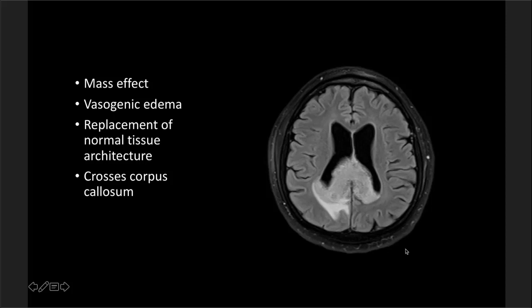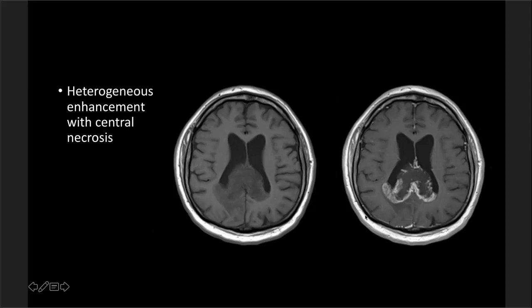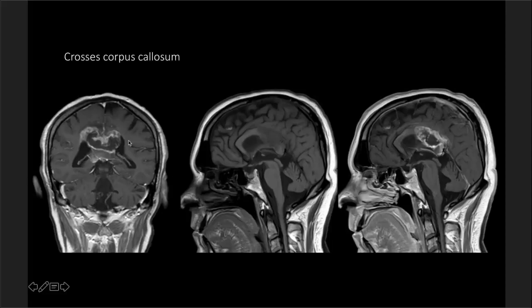On the pre and post contrast images, we can see that the mass has some enhancement peripherally that's heterogeneous, and then the central portion of the mass has no enhancement, so non-enhancing, probably necrosis within the center of the mass. If we see necrosis in a glioma, that means it's a glioblastoma. So look for that pattern of enhancement. Here we have the coronal post-contrast image showing the mass crossing the corpus callosum, and then sagittal pre-contrast and post-contrast. And again, that pattern of enhancement with central necrosis.